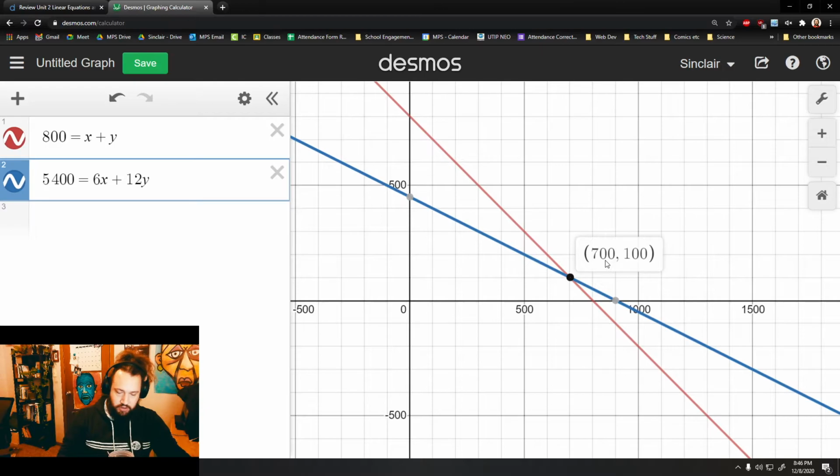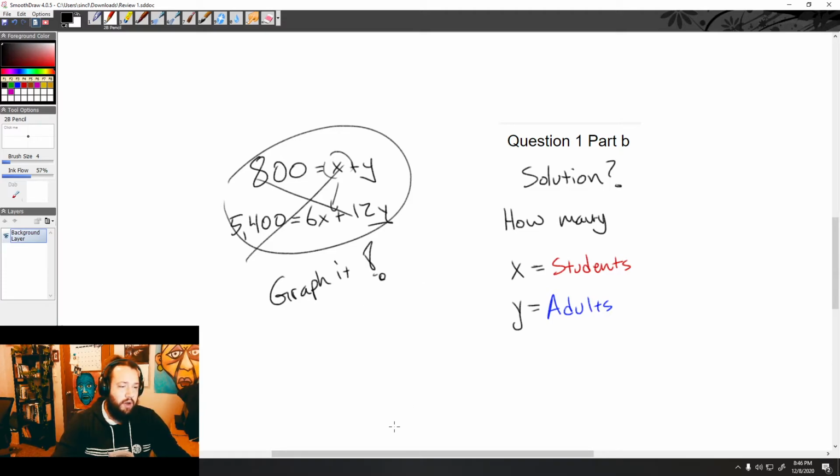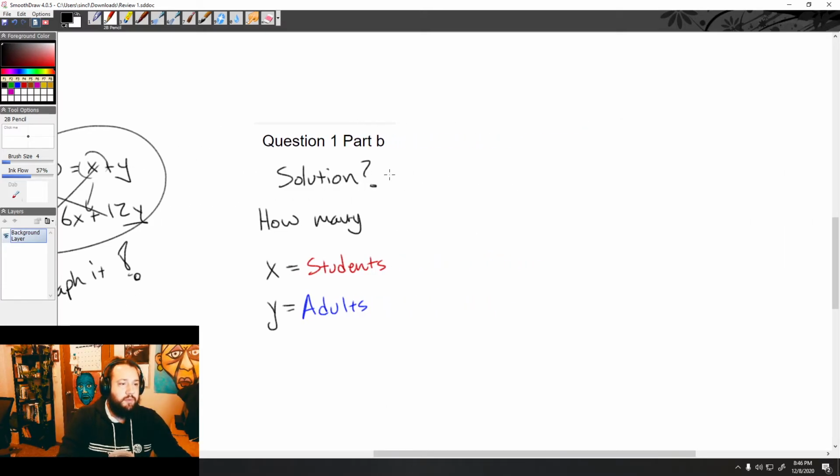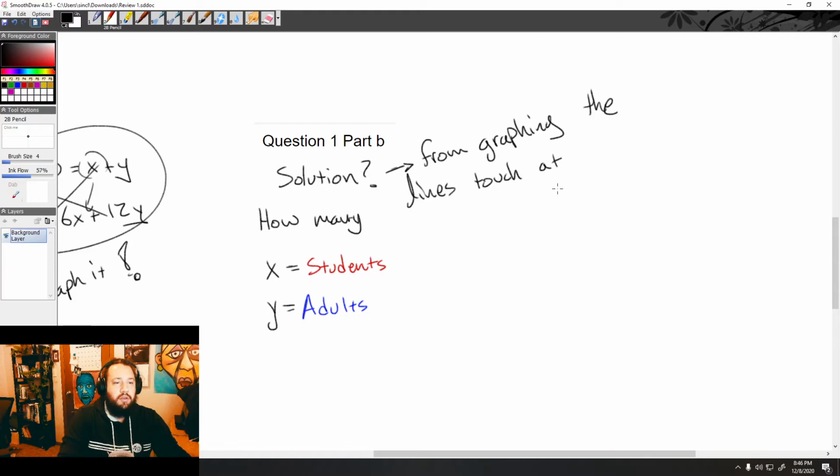So the solution to my equation is going to be 700, 100. So I know from graphing in Desmos, the lines touch at 700 and 100. So 700, 100 as an ordered pair.